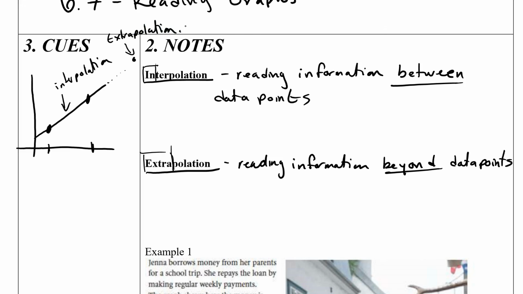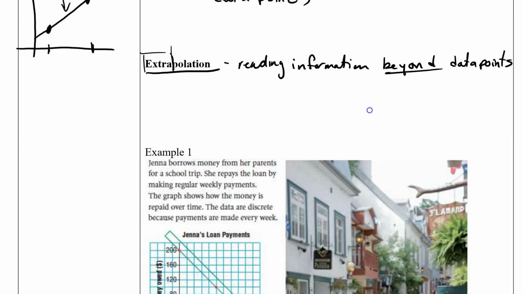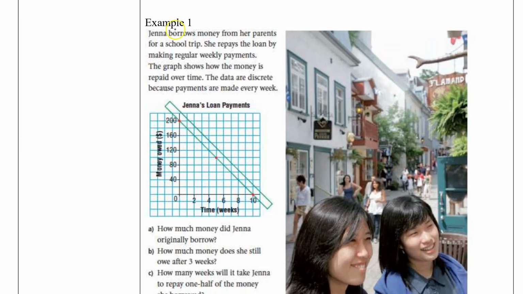So let's go into some examples. Jenna borrows money from her parents for a school trip. She repays the loan by making regular weekly payments. What a responsible kid. Love Jenna. The graph shows how the money is repaid over time. The data are discrete. That means that there are specific points. We don't connect the lines because the payments are made every week. So just from looking at this graph, let's figure out what we can assume.